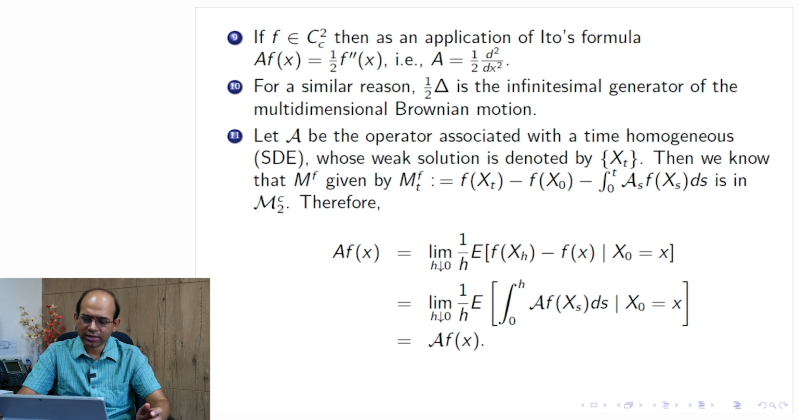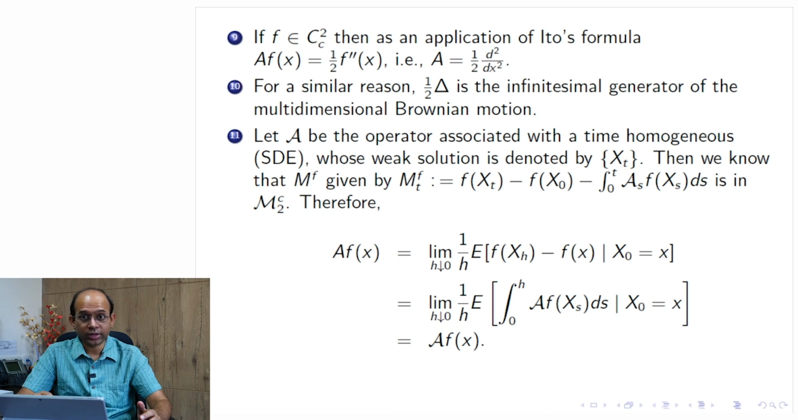Now from here we know that f of X_h minus f of x can be written in terms of M plus this other part. But the expectation of M would be 0, correct? Because M is just a zero-mean square integrable continuous martingale. So that part would not appear here. So this expectation would be just the expectation of the integral from 0 to h, since instead of t, now h is there, of script A f of X_s ds, given X_0 is equal to small x.